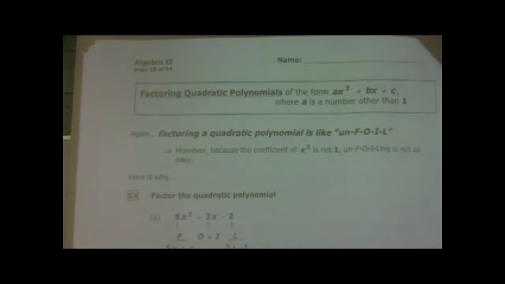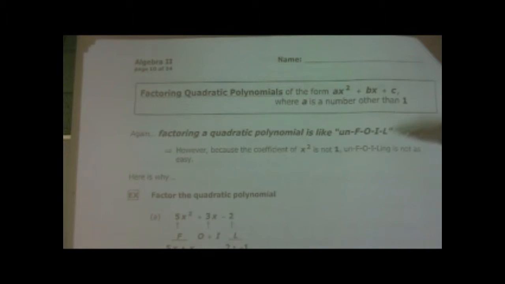Okay, so the topic of the day is factoring quadratic polynomials in the form ax squared plus bx plus c, where a is some number other than 1. And it's similar to doing them like we did a couple days ago, where we just started with x squared and the a was 1, but it's a little bit more complicated.